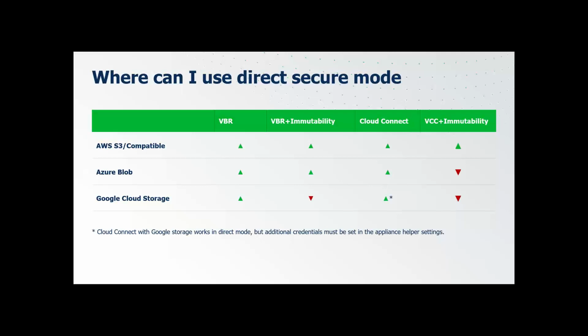If you want to do Cloud Connect plus immutability, you basically have one choice, which is the S3 protocol. Cloud Connect immutability doesn't work in Azure, even if we support immutability when it's done through VBR. And Google, as we said before, doesn't have any immutability feature at the moment.